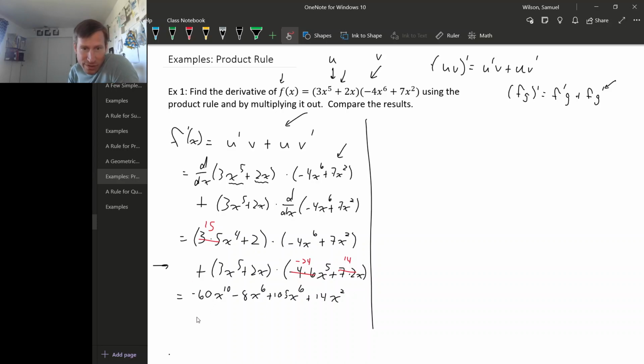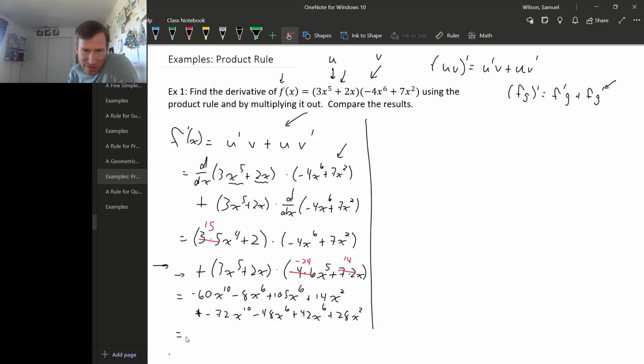Alright, and now for the second line here, 3x to the 5th times minus 24, that's going to be negative 72x to the 10th, and then here's an x to the 6th, so minus 48x to the 6th, and then here's 42x to the 6th, and then plus 28x squared.